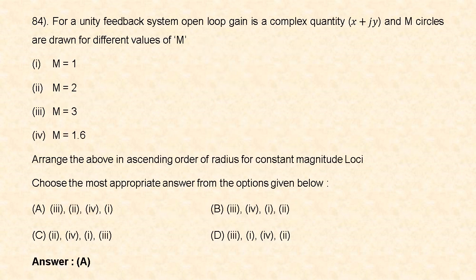Next question. For a unity feedback system, open loop gain is a complex quantity in the form of x plus jy, and M circles are drawn for different values of M. First M is equal to 1, second M is equal to 2, third M is equal to 3, fourth M is equal to 1.6. Arrange the above in ascending order of radius for constant magnitude loci. Here option A is the correct answer. Let us see the solution.